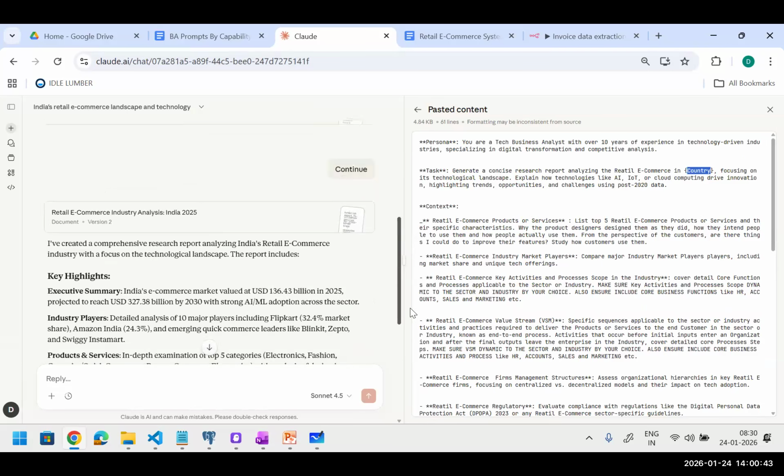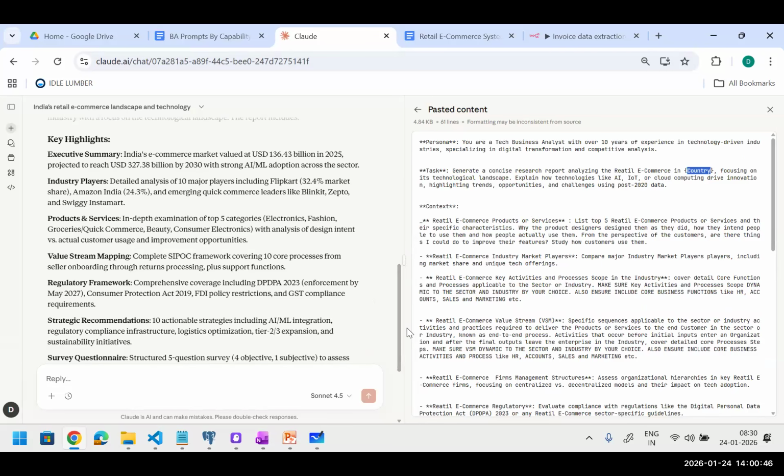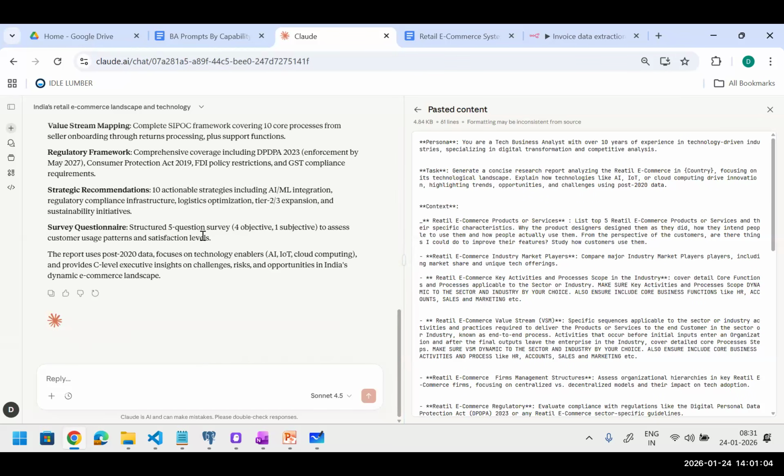And see, this is a beautiful study. This is the summary: the total India e-commerce market is valued at 136 billion in 2025, projected to grow by 2030, and so on. And what is the future? I even asked for questionnaires, and it generated the questionnaires. In future, e-commerce is adding a lot of AI features. That's what BAs should know, these skills.